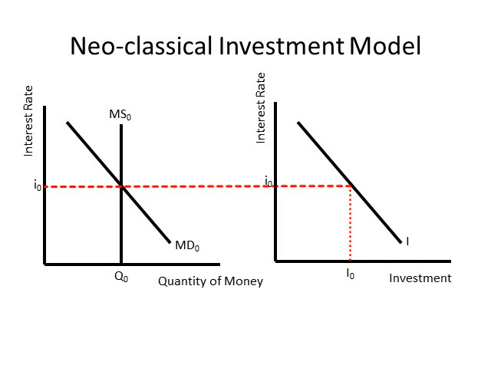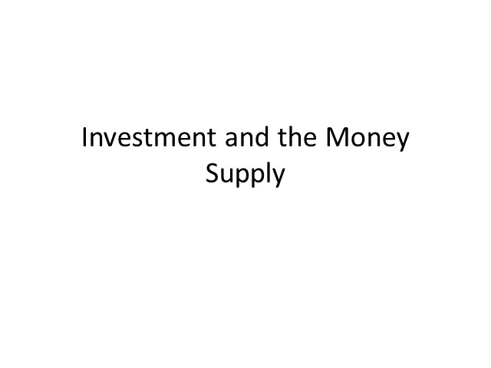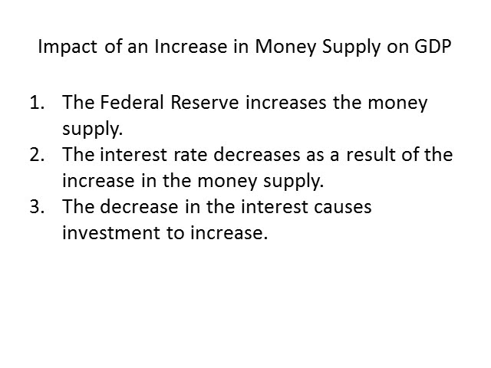The neoclassical model of investment has some interesting implications when we want to analyze the policies of the Federal Reserve. Let's look at an example of the changes in the money supply. Let's look at the relationship between investment and money supply. The Federal Reserve increases the money supply, the interest rate decreases as a result of the increase in the money supply. The decrease in the interest rate causes investment to increase.